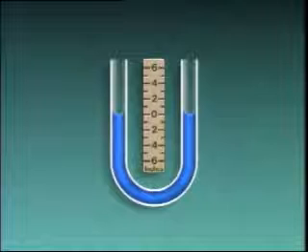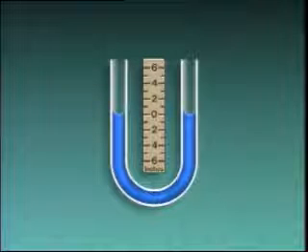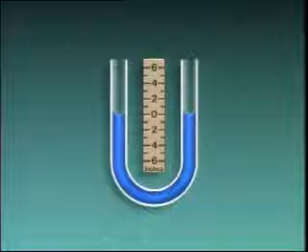This scale is marked off in inches of water, a unit commonly used to measure small pressures. When a U-tube manometer is used, changes in pressure are indicated by changes in the heights of the columns of liquid.